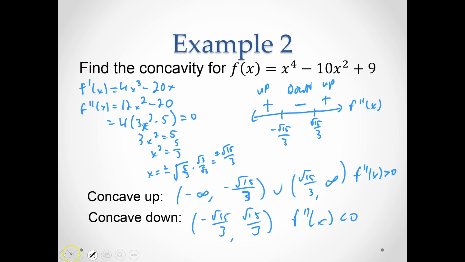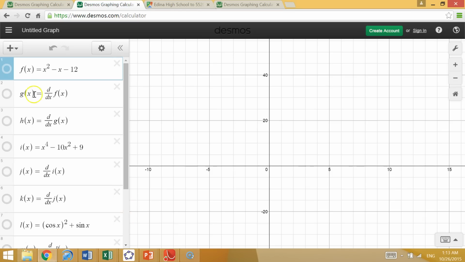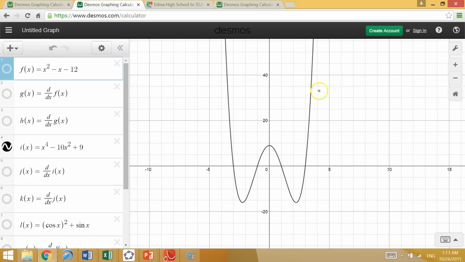So let's take a look at the graph again and see what's going on. Back over to Desmos. So let's look at the next set here. This is the original function. Looks like we've got a quartic. The derivative tells us when it's increasing and decreasing. It's kind of tough to tell here, but it looks like we're decreasing up until this little bump right there.